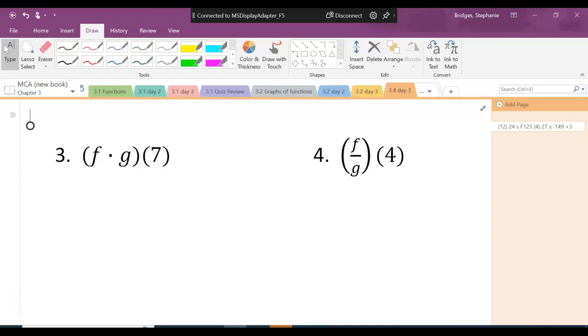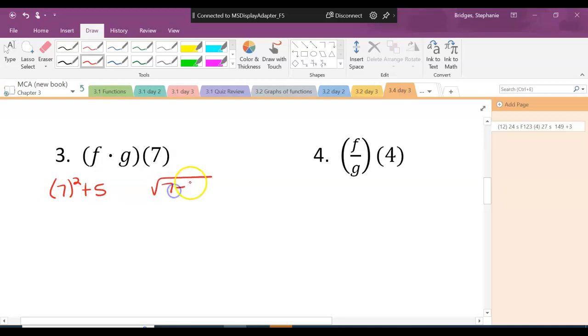All right, so for number 3, I'm going to take 7 and plug it into f, so 7 squared plus 5. And then I'm going to take it and plug it into g. So that's going to be 49 plus 5, which is 54. 7 minus 3 is 4. Square root of 4 is 2. And so that would give me 108. Is everybody okay with that one?